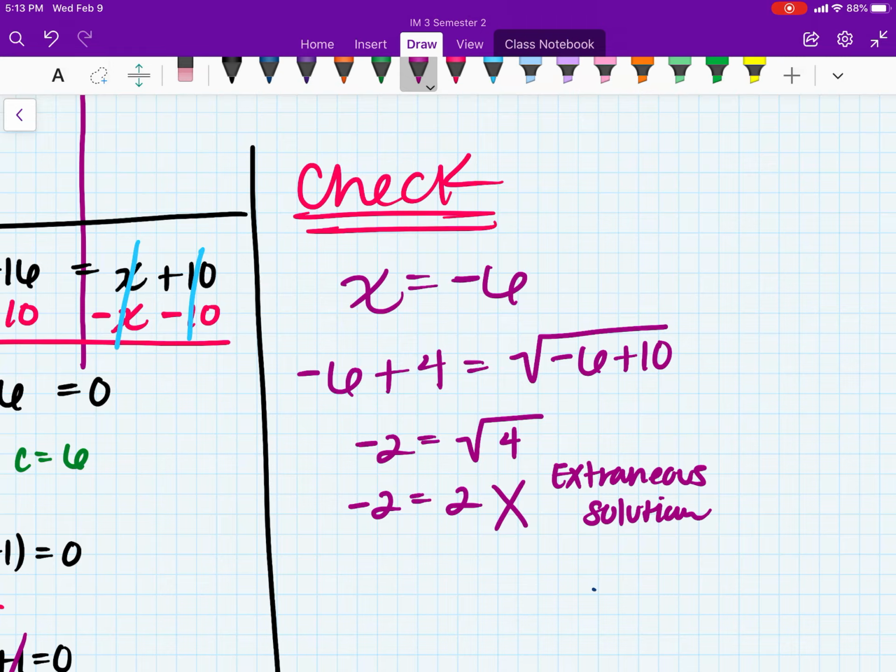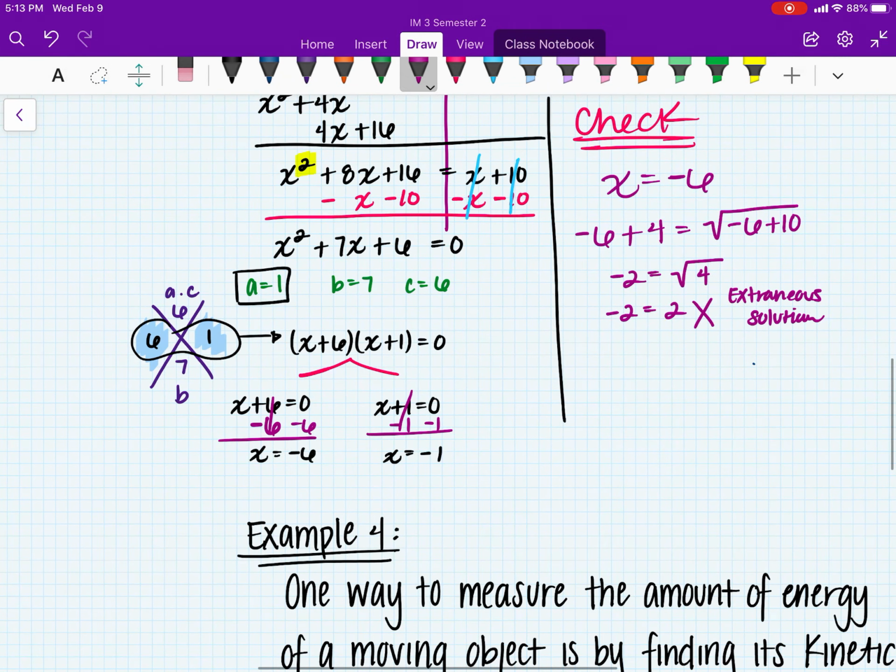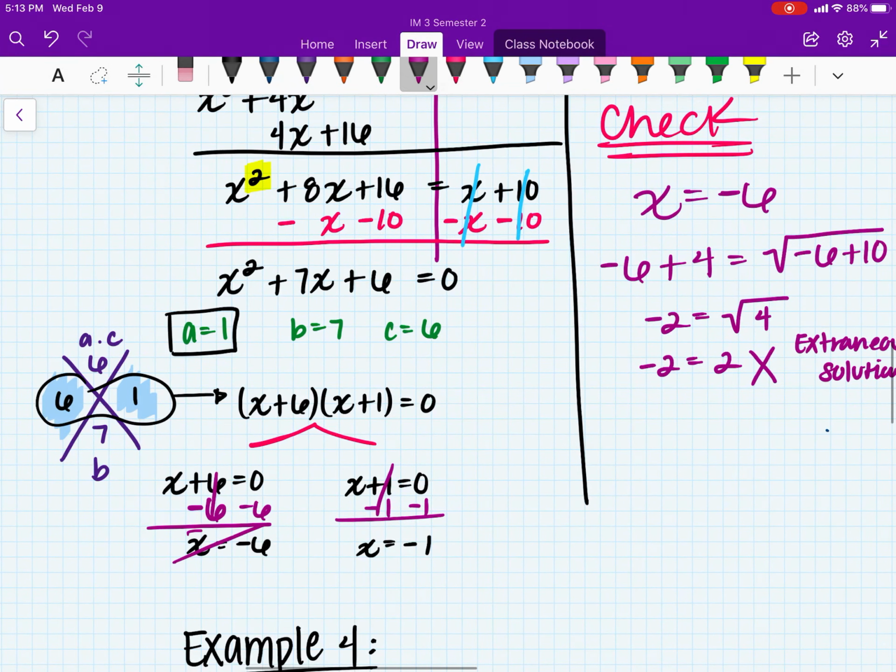All right, so that one doesn't work for us. So x equals negative 6 is not going to be a solution for us. It doesn't work for us here. So it's not a solution.